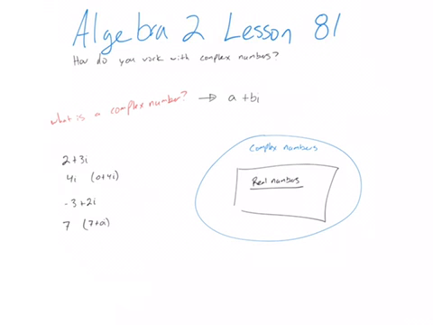And really, any real number, like the square root of 2, pi, the square root of 7, all real numbers can be written as complex numbers using this idea right here. So the real numbers, the ones we have been working with, are what we call a subset of the complex numbers. So every real number is also a complex number.